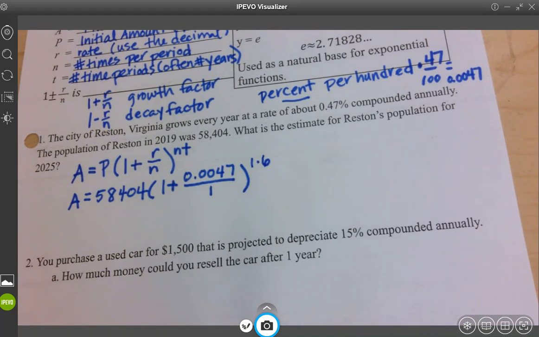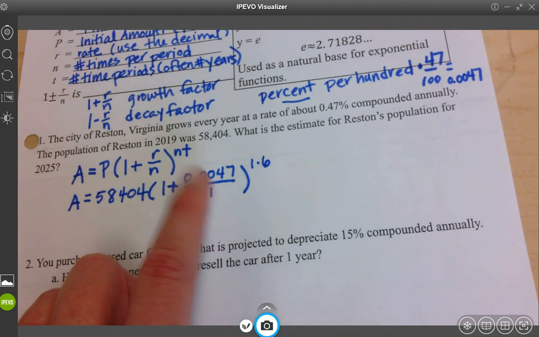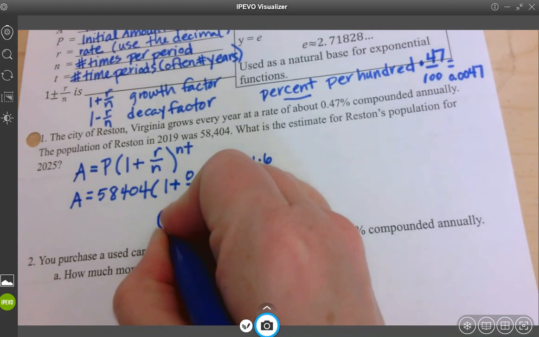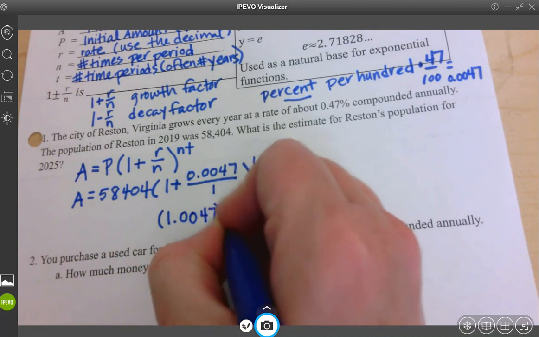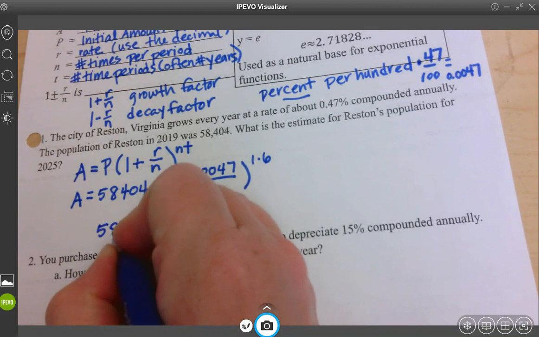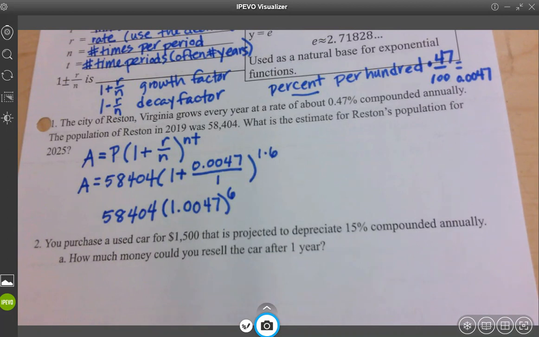All right, so some of this we can simplify without a calculator. For example, 0.0047 divided by 1 is 0.0047. And if I add 1 to that, it's just 1.0047, right? So we can simplify that here. And then we can turn to Desmos. 1 times 6 is 6. And then bring this down. Once you have that written down, you can open Desmos or your favorite calculator and find an answer.